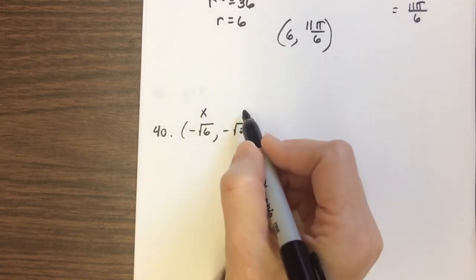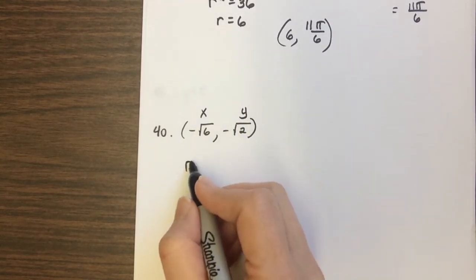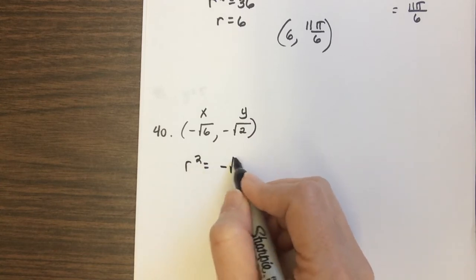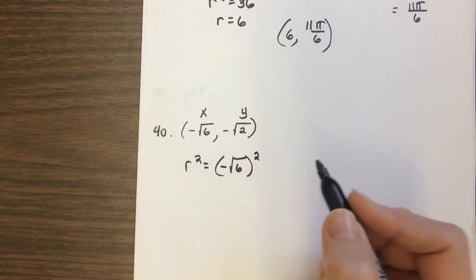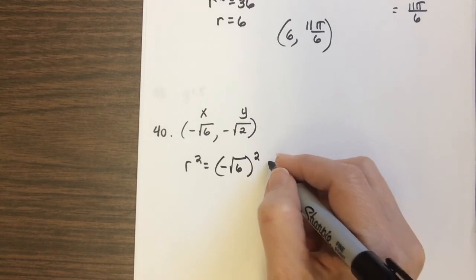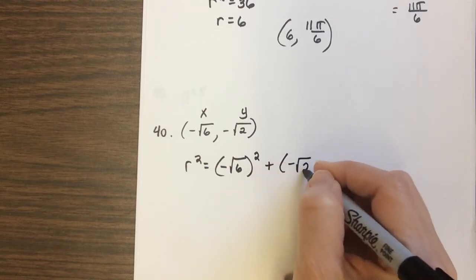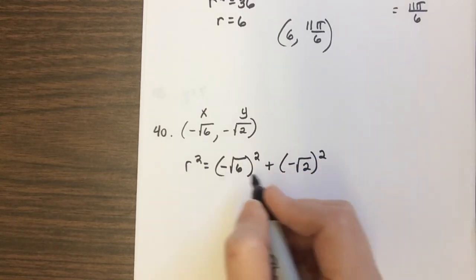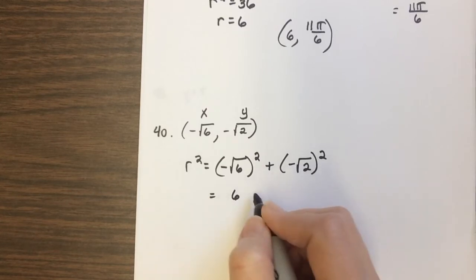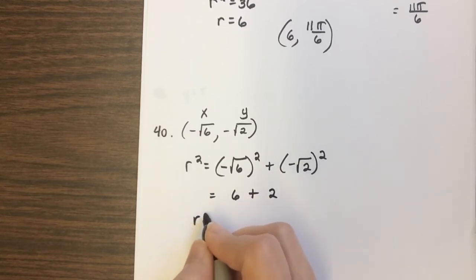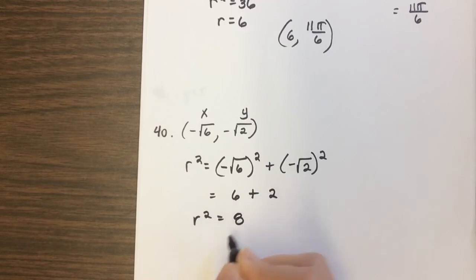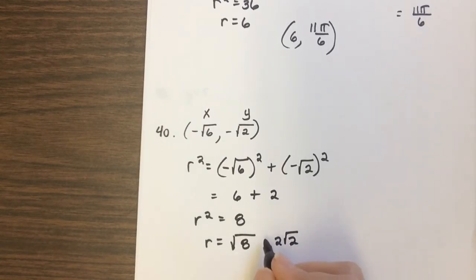So there's my x, there's my y. I know that r squared is going to equal negative square root of 6 squared plus negative square root of 2 squared. That's going to be 6, that's going to be 2. So if r squared equals 8, then r is going to equal the square root of 8, and if I clean that up, that's just 2 times the square root of 2.